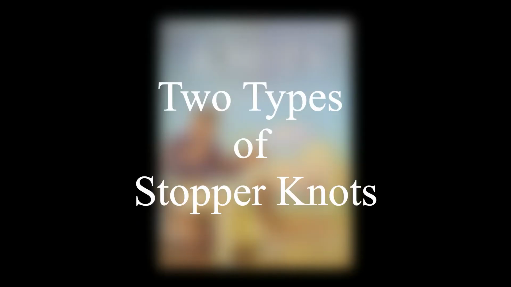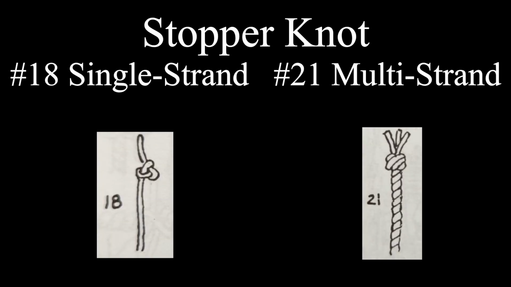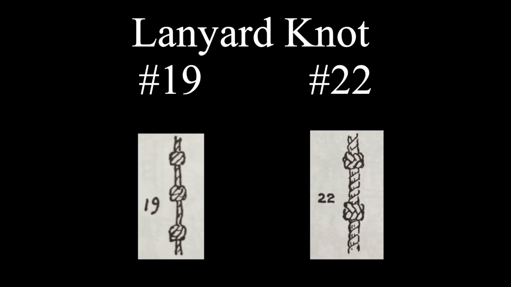The stopper knot can be further divided into 2 categories. The first is the stopper knot proper, which is a terminal knot, as it's tied near the end of a rope, and the second is a lanyard knot, which is tied in the central part of the rope.